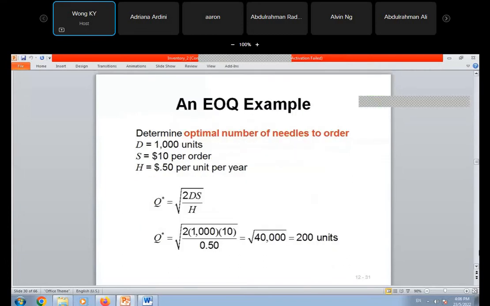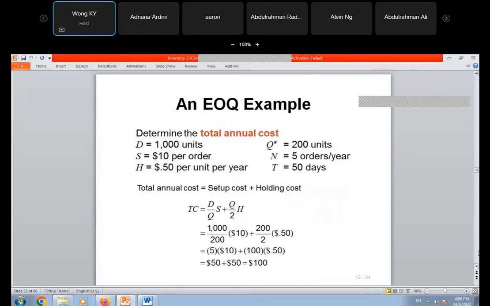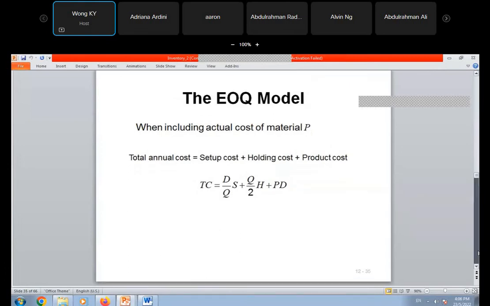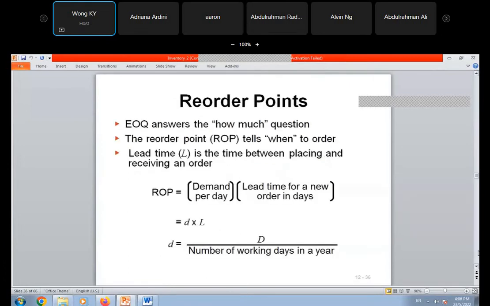And I think I stopped somewhere here last week. I've shown this example to you. So today let me continue with the EOQ model. Basically the EOQ model answers the how much question. It tells us what is the quantity to order every time we want to place an order. What is the optimum quantity to order? That is the order quantity.